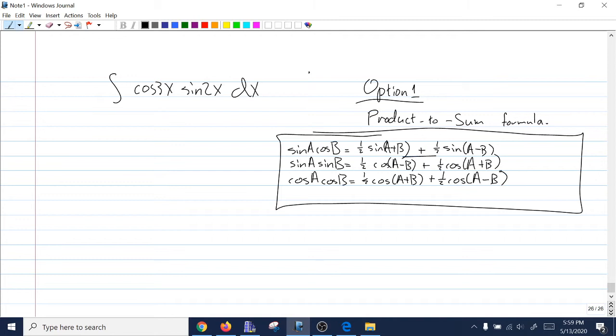I've messed something up. There's supposed to be a minus somewhere. I wouldn't copy these down from my lecture. I would go Google these. It's called product to sum formula. Maybe people have a better way of remembering them. I don't remember these ever because you don't need to, but let's use it once.